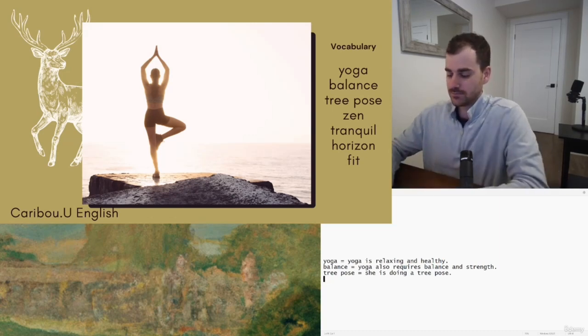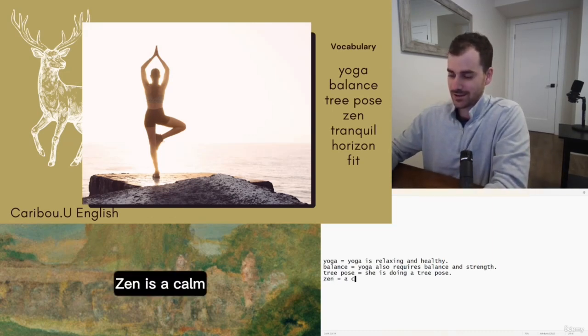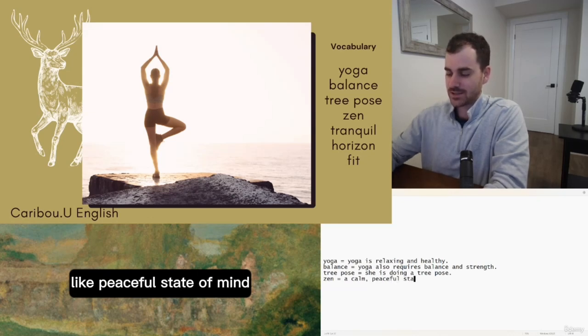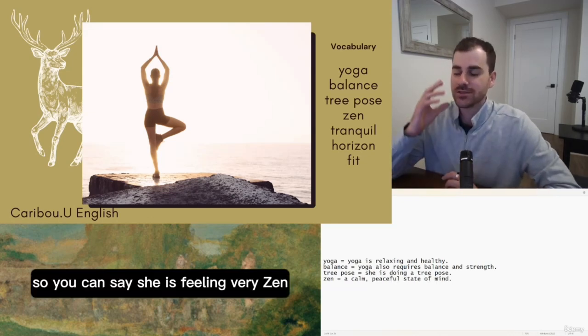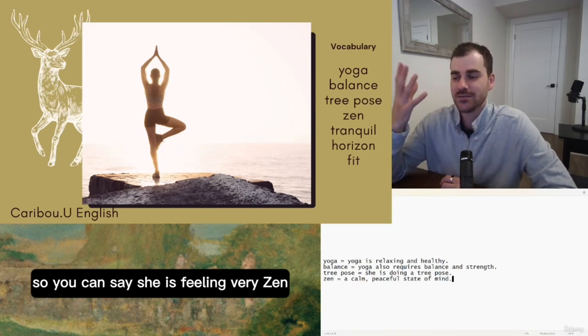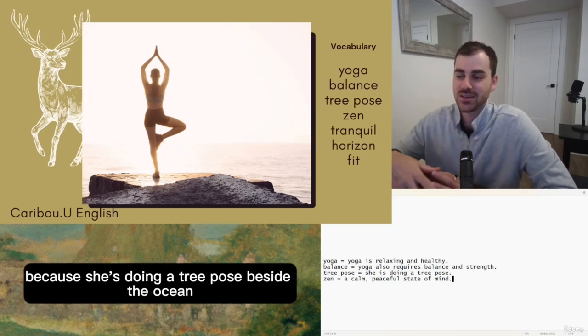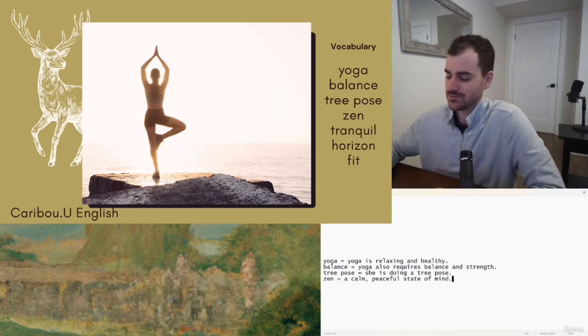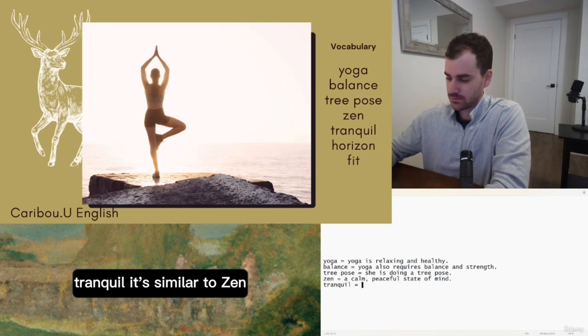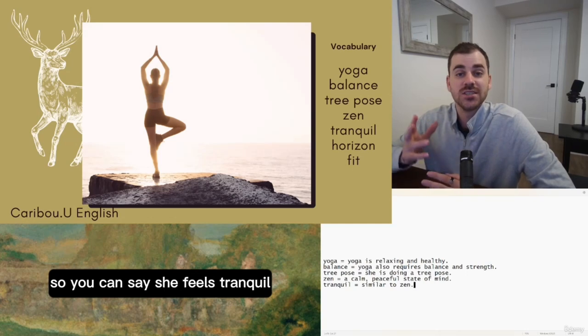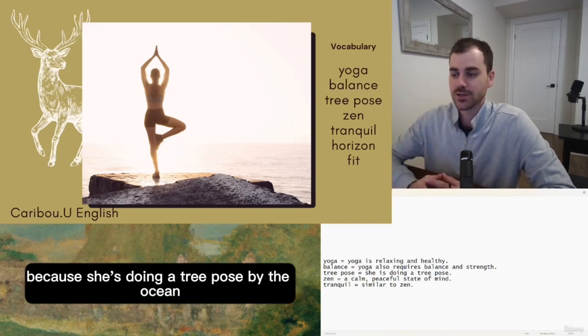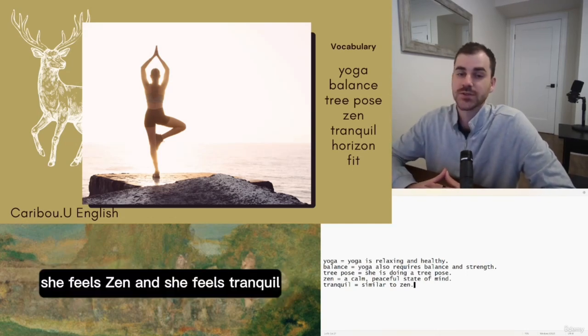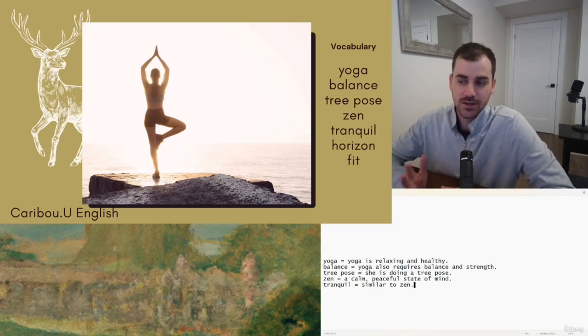Zen. Zen is a calm, peaceful state of mind. So you can say she is feeling very zen because she's doing a tree pose beside the ocean. Tranquil. It's similar to zen. So you can say she feels tranquil because she's doing a tree pose by the ocean. She feels zen and she feels tranquil. Very similar meanings.